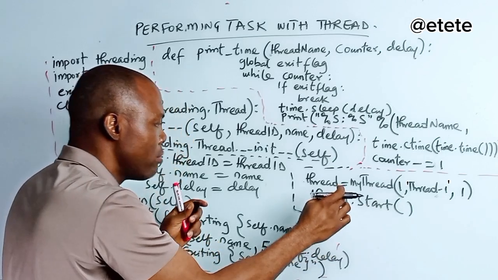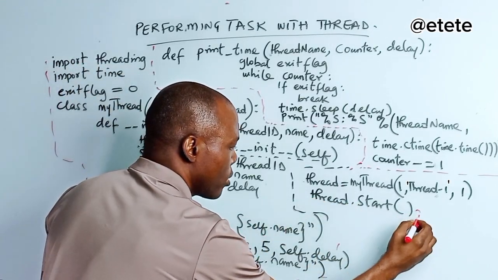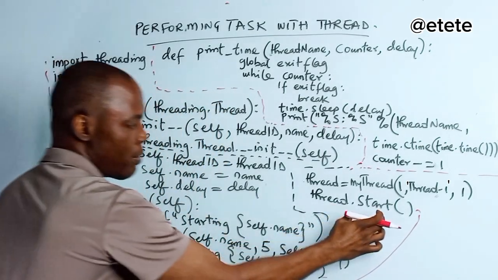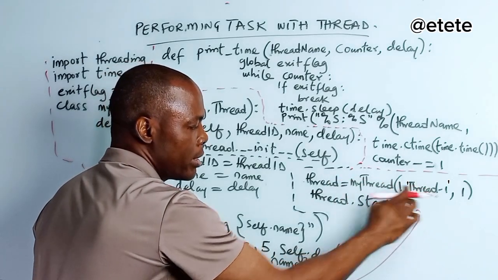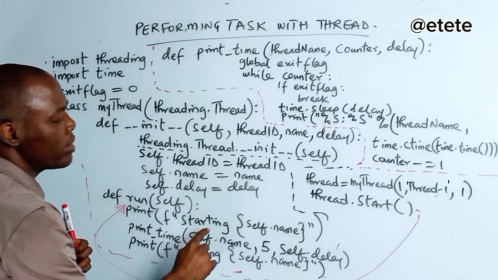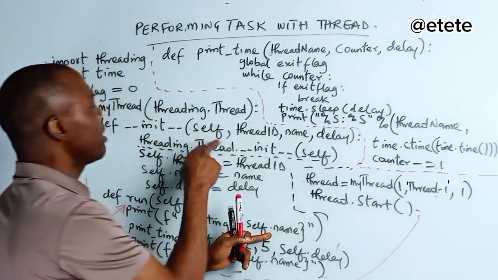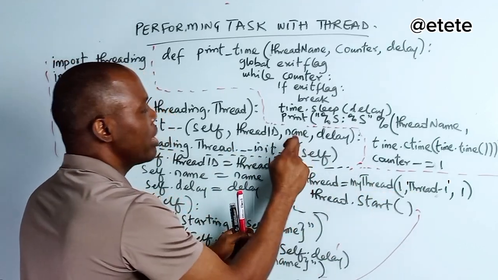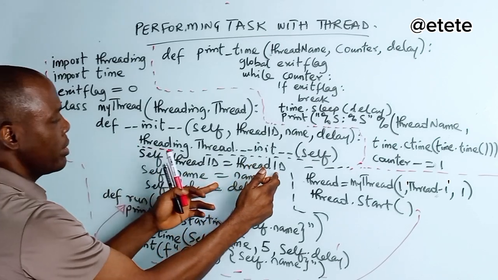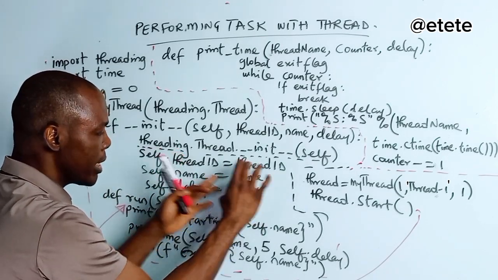So now I have called the thread. The moment I call this thread, the moment I start, control will go to this guy from this line. Now I've created my thread. So I have started the thread. Control will come here. Once control gets here, it will print out starting thread name. And what is the thread name? Because this one will be given to thread ID, thread 1 will be given to name, 1 will be given to delay. So this will be stored here. Thread ID 1, thread name thread 1, delay 1. That will be stored here.